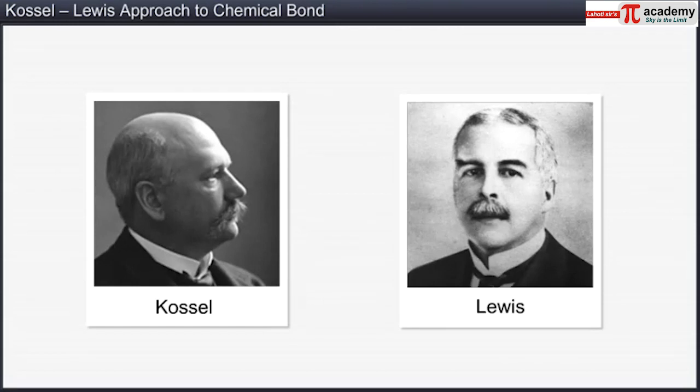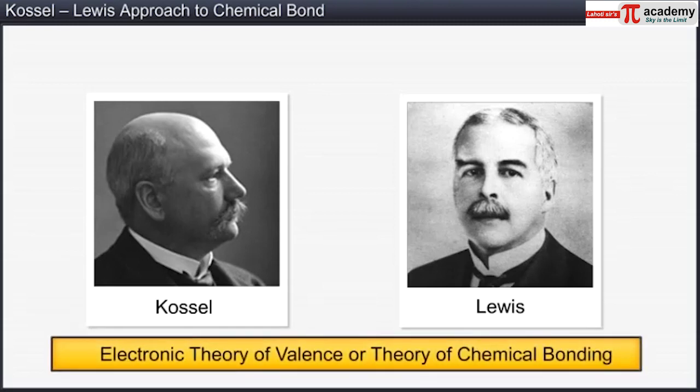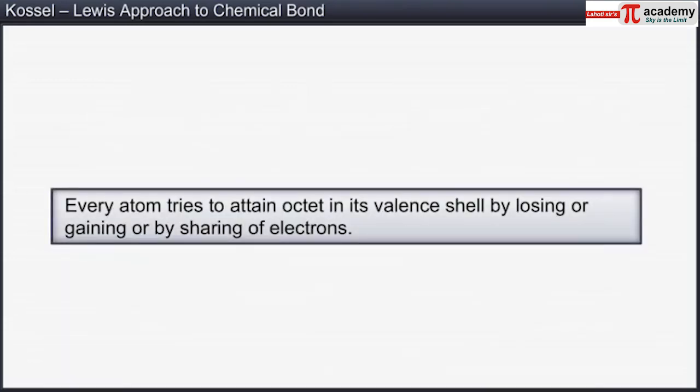Later in 1916, Kossel and Lewis developed the electronic theory of valence or theory of chemical bonding to explain the chemical bond formation between the two atoms. According to the electronic theory of valence, every atom tries to attain octet in its valence shell by losing or gaining or by sharing of electrons. This is known as the octet rule.